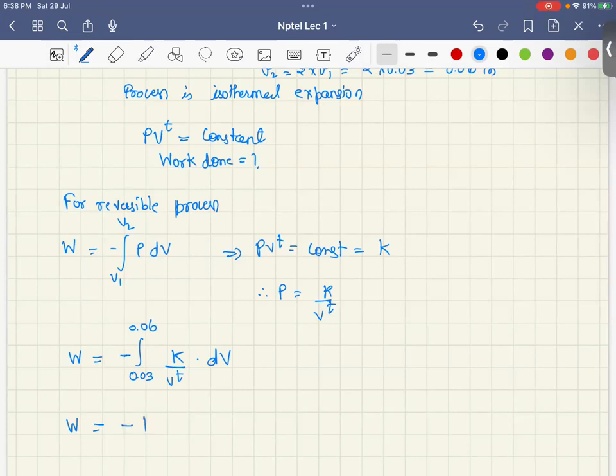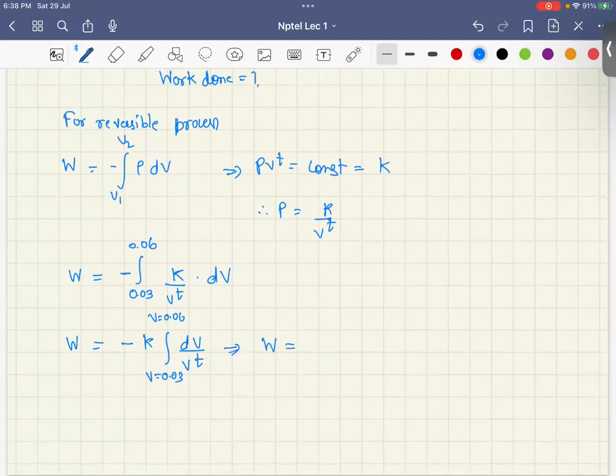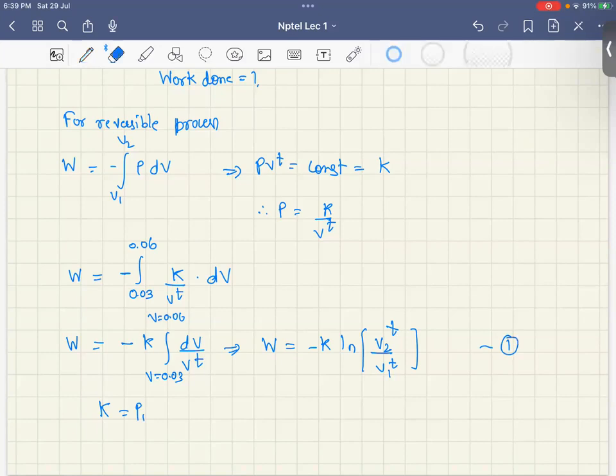This is minus K integration dV by V to the power T, where V goes from 0.02 to 0.06. This implies W is nothing but minus K ln of V2 to the power T divided by V1 to the power T. Right? And K is nothing but V1 to the power T, which is nothing but P2 to the power T.